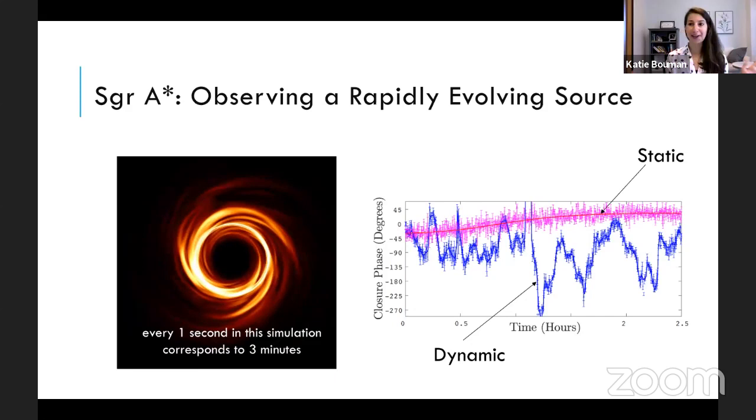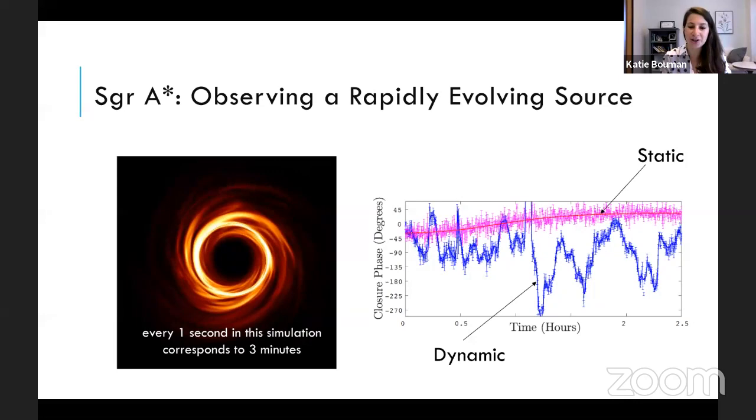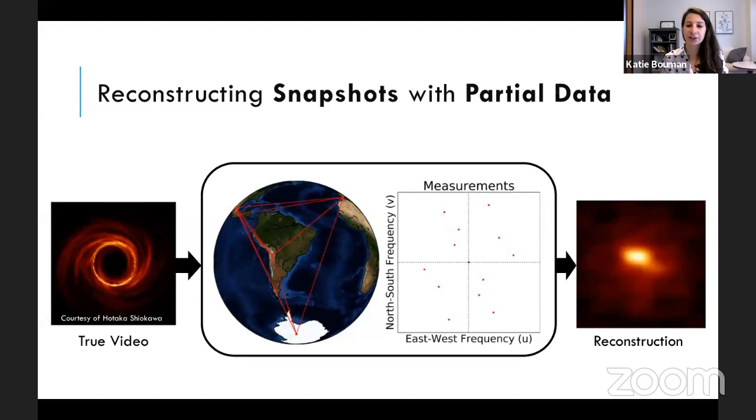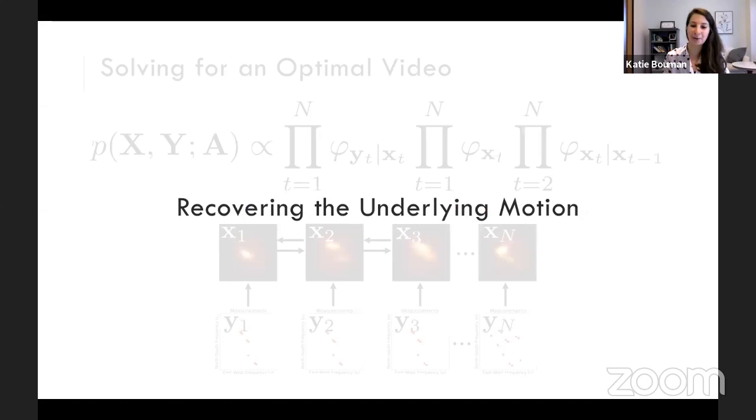Well, we could break the night up into segments and image each region of time, assuming each region is a static image, to form a video. So you could do this like snapshot imaging. But if we were to apply the same static imaging methods as before and try to reconstruct each snapshot, there's just such a small number of measurements seen at each time. The data is just far too sparse, and we just get gibberish. It just results in uninformative images. So how should we go about recovering this underlying motion?